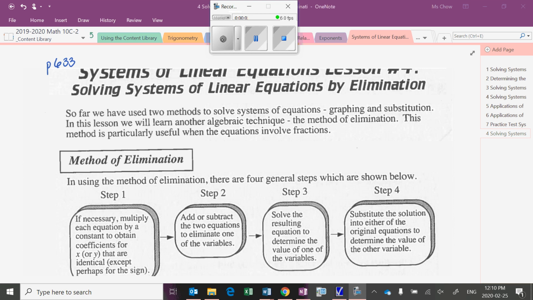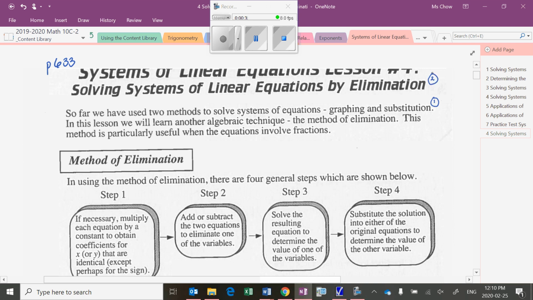So today we're on page 633 of your workbook, looking at solving systems of linear equations by elimination. Previously we've talked about solving systems of equations through graphing, which is really helpful if you don't need an algebraic solution. And if you do need an algebraic solution, then we're looking at either substitution as one option or elimination as a second option.